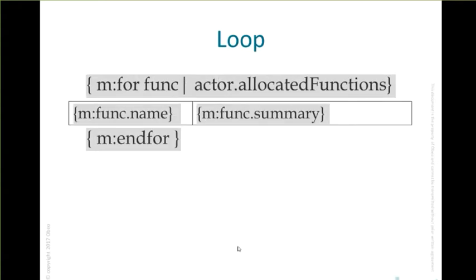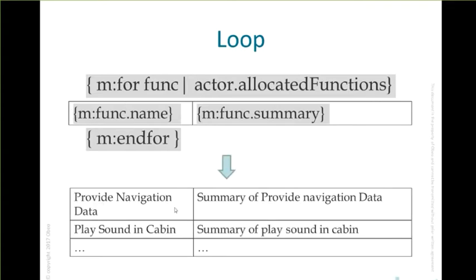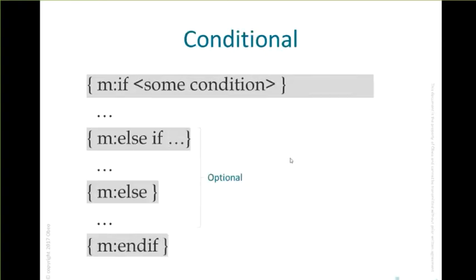This can also be used to generate tables with any number of rows. You just have to surround one row in a for loop, and this will generate a table with as many rows as there are elements in the list you are iterating over. Of course, there is a conditional structure. So it's the if in M2Doc, so M:, if, then some condition in the actual syntax, with the possibility to use else if, else if, else if, else, and if. Very straightforward.